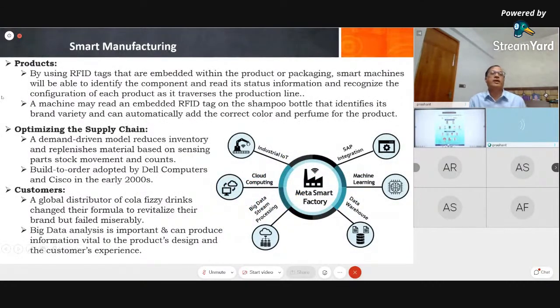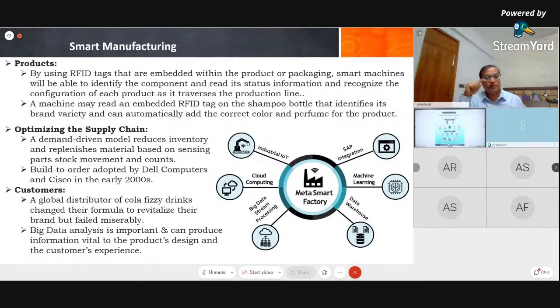So, after equipment and redefining the workspace, we talk about the products. To achieve Industry 4.0 concepts, the products should have RFID tags onto them, on the packaging. Now, when the product is reaching a workstation, the machine, because the machine is also smart, will be able to identify what kind of component it is, and will also know the status of the component, what operations have been performed on the product, and what operations the machine has to perform on this product now.